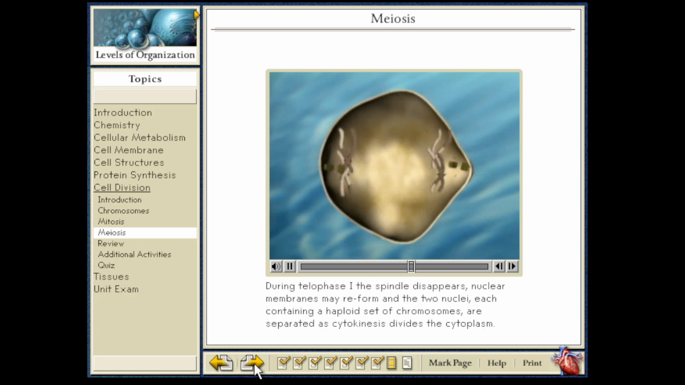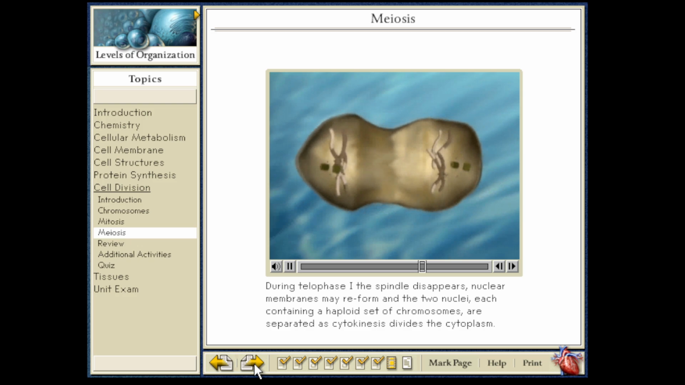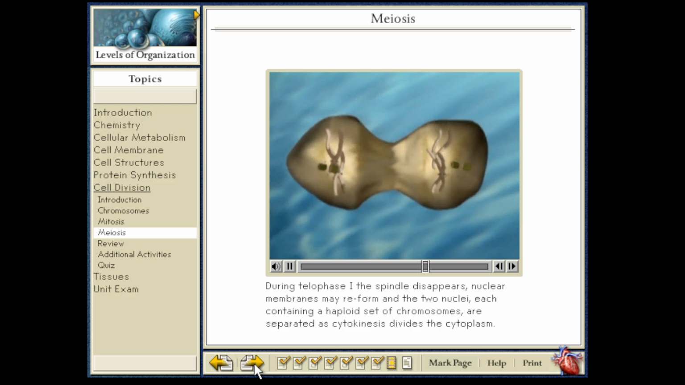During telophase 1, the spindle disappears. Nuclear membranes may reform, and the two nuclei, each containing a haploid set of chromosomes, are separated as cytokinesis divides the cytoplasm.